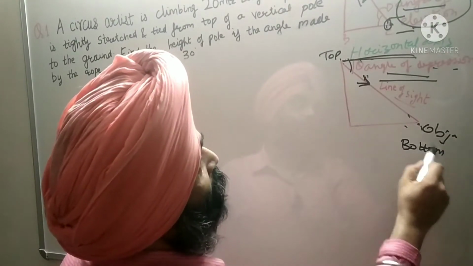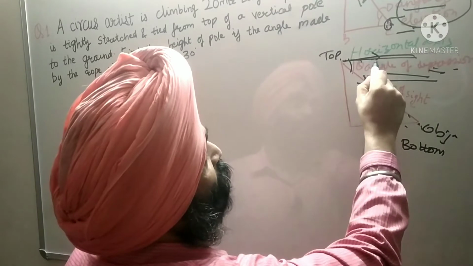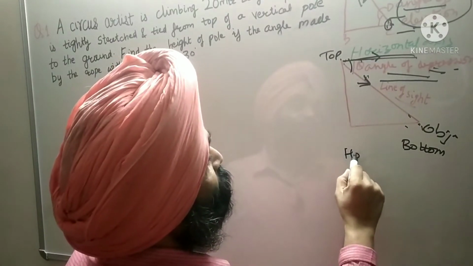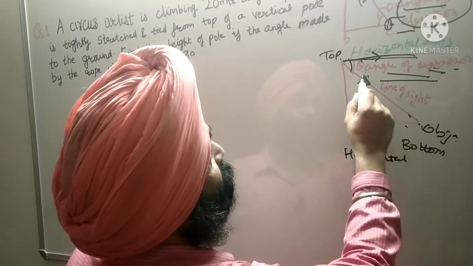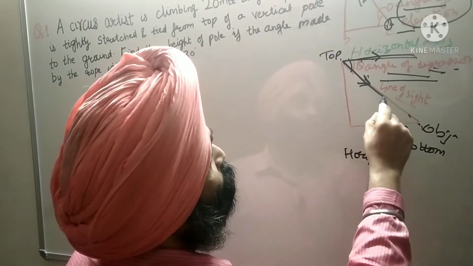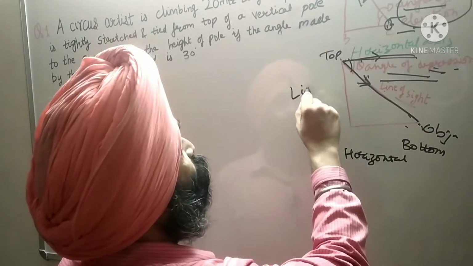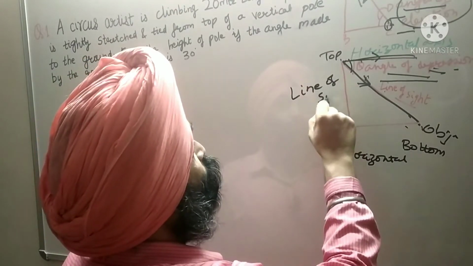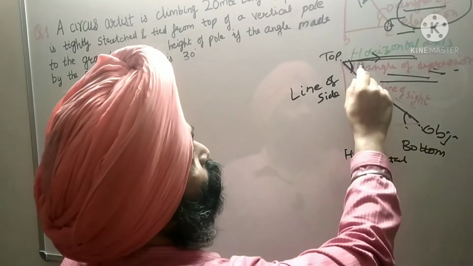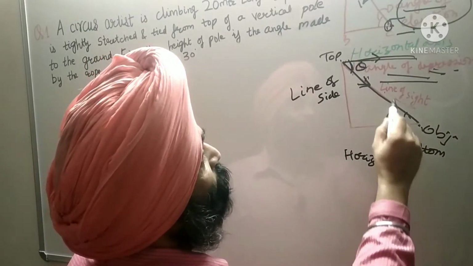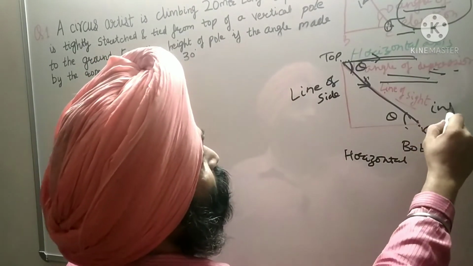So this is the angle of depression, and this is known as the horizontal axis. This is the horizontal axis, and this line is called the line of sight. So this angle and this angle are equal. Suppose this is theta, and this will also be theta because they are interior opposite angles.